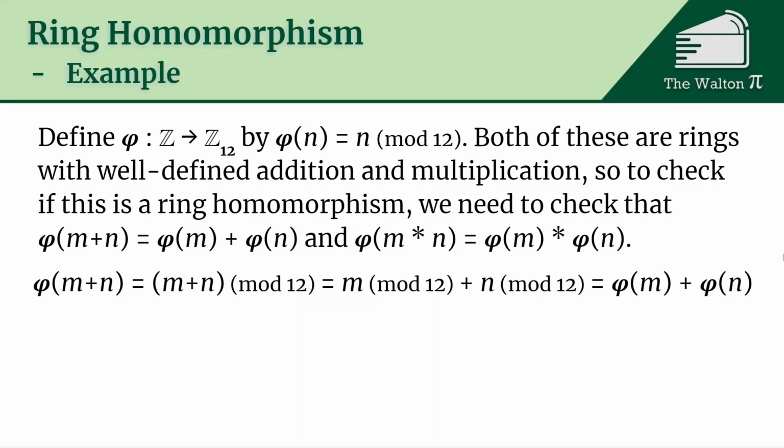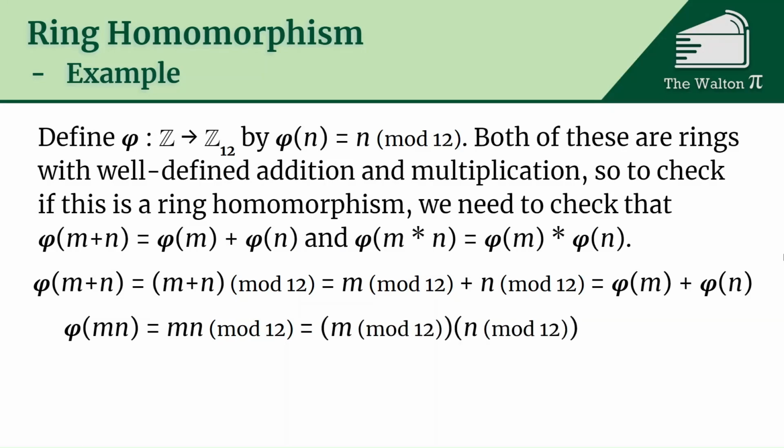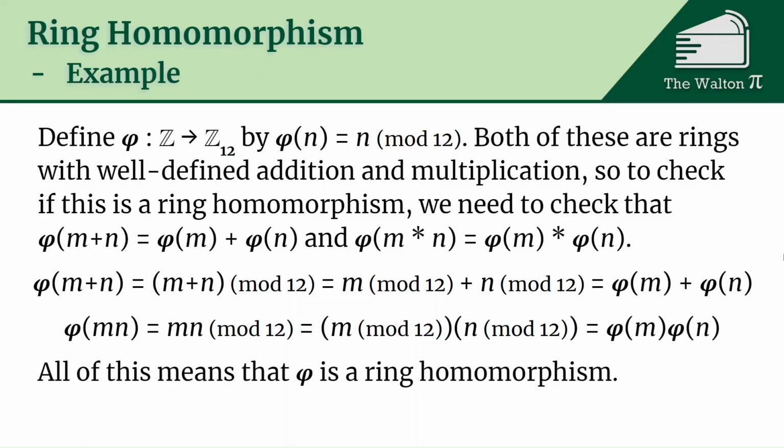Now let's check the multiplication. Well, phi of m times n, that is m times n mod 12, and a nice property about multiplication in integers mod a number is it distributes. So that's the same thing as m mod 12 times n mod 12, which is phi of m times phi of n. So all of that means that phi is a ring homomorphism.